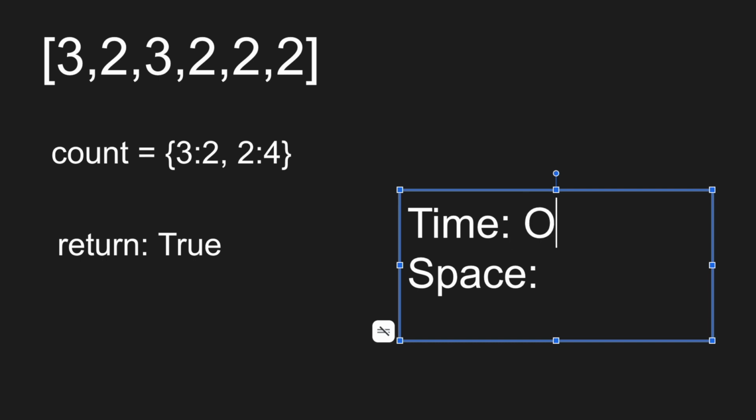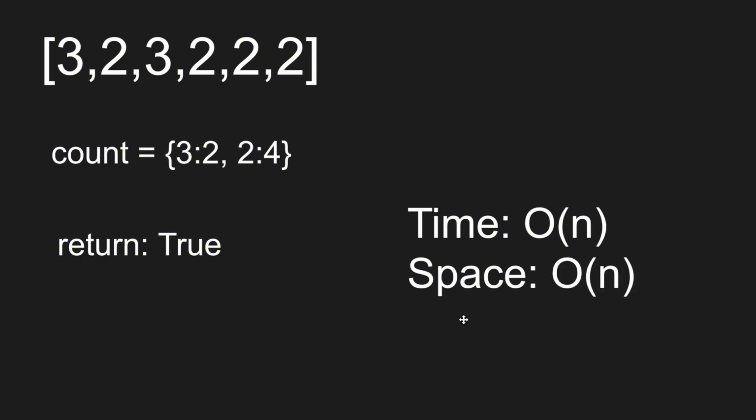So the time complexity would be O of n, because we will have to iterate through the input array to make this counter dictionary. And the space complexity will also be O of n because the counter dictionary can take up to O of n space. So now let's get to the coding part.